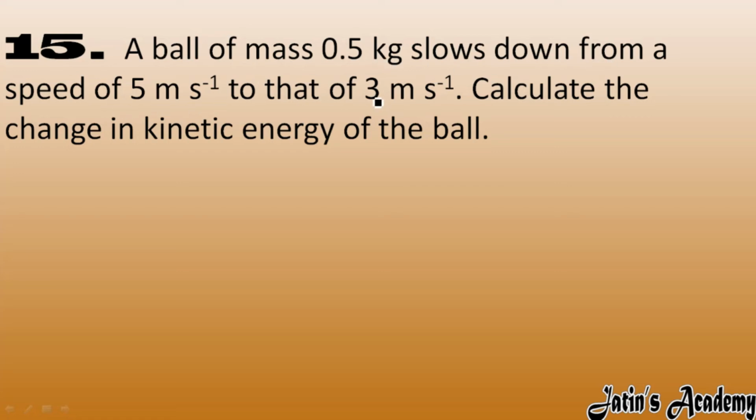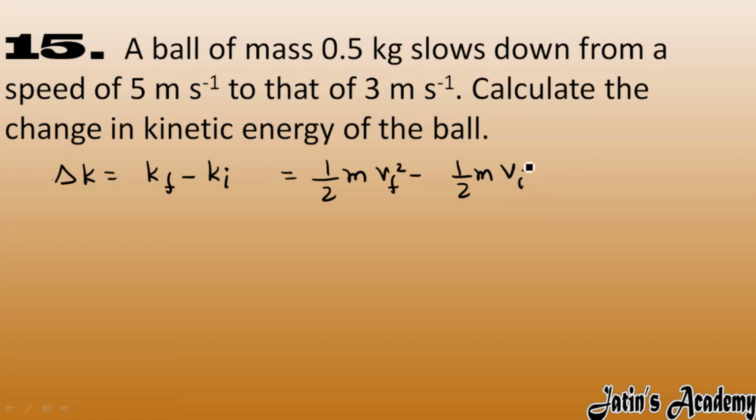Next we have a ball of mass 0.5 kg that slows down from a speed of 5 meter per second to 3 meter per second. Calculate the change in kinetic energy. So they are talking about the change in kinetic energy. Change in kinetic energy, represented with delta, is final kinetic energy minus initial kinetic energy. So final kinetic energy we have half m final velocity square minus half m initial velocity square. The final velocity is 3 meter per second and the initial velocity is 5 meter per second.